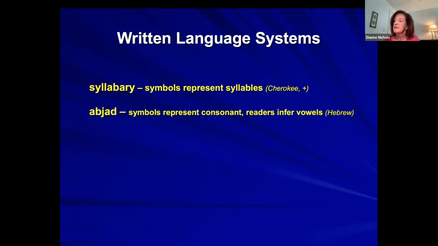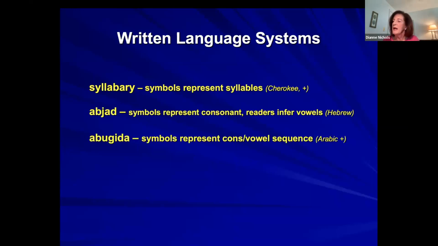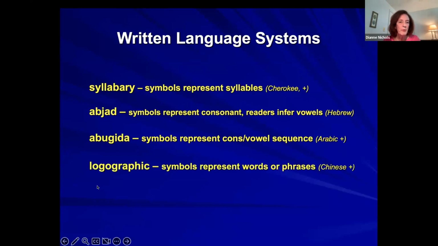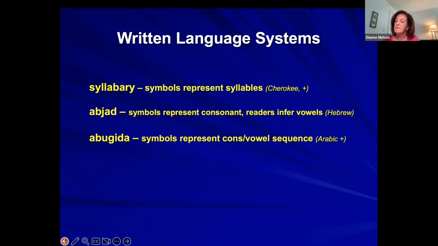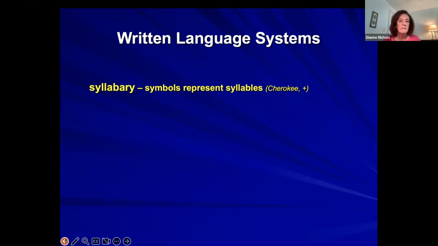Abjad languages have symbols representing consonant sounds, and the reader infers vowels from the context. Hebrew is an example of an abjad language, and this type of system is also used by a relatively small population. Abugida languages, similar in construction to abjad languages, have symbols that represent vowel and consonant connections. Arabic and many African and Indian languages and dialects are examples of Abugida languages.